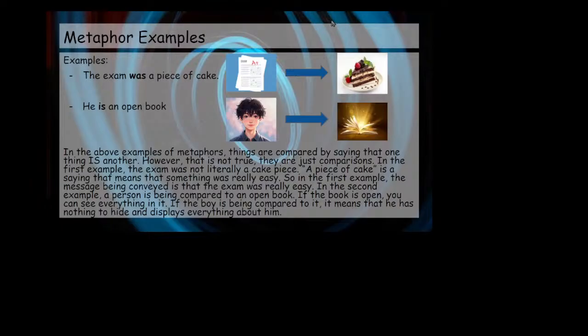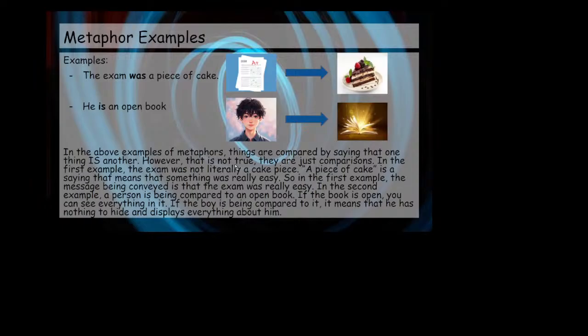Here are some metaphor examples. The exam was a piece of cake, and he is an open book. Here we have a picture of an exam paper and a piece of cake. It doesn't mean the exam picture turned into a piece of cake. And here, it doesn't mean that the boy turned into a book.